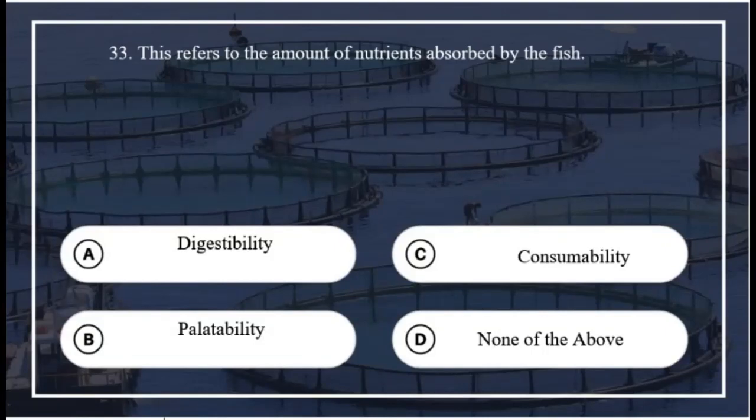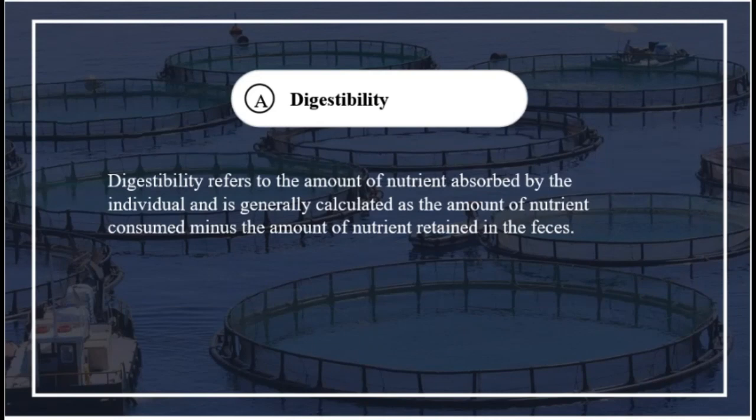33. This refers to the amount of nutrients absorbed by the fish. A. Digestibility. B. Palatability. C. Consumability. D. None of the above. Answer: A. Digestibility refers to the amount of nutrient absorbed by the individual and is generally calculated as the amount of nutrient consumed minus the amount of nutrient retained in the feces.